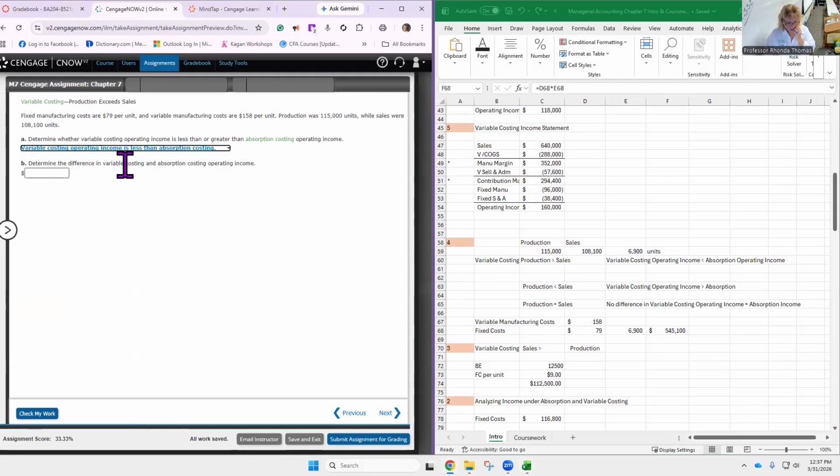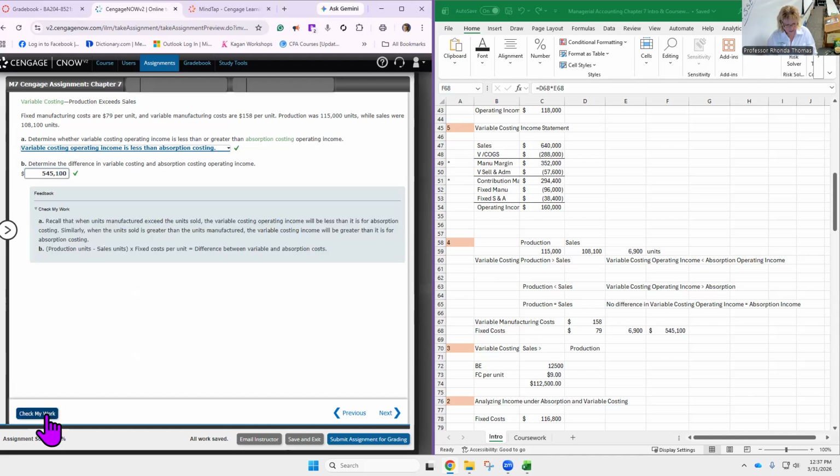Determine the difference in variable costing and absorption costing operating income. Well, the difference is 6,900 units that are not going to be charged the fixed costs. So 545,100 should be the difference in operating income. Like I said, this might be something you just have to work with, because sometimes this gets a little confusing, the operating income difference between the two.